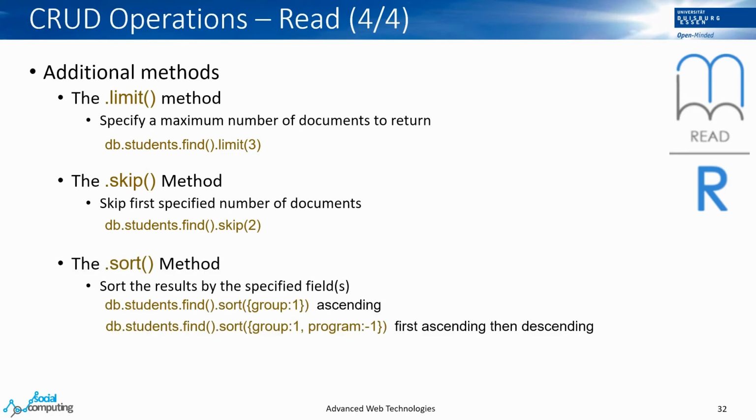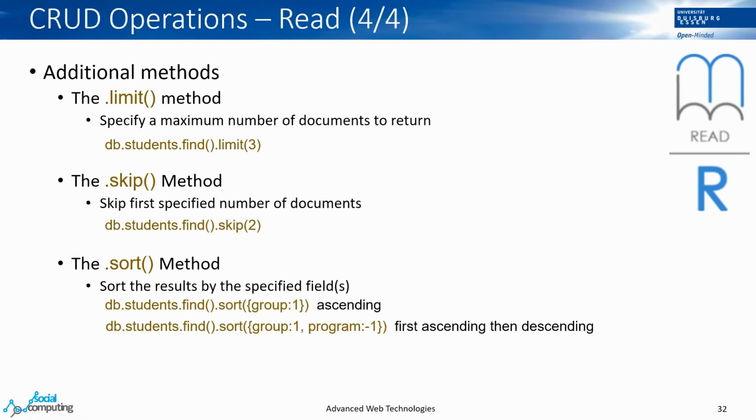Additionally, there is a sorting method available. If you want to sort ascending, you can specify, for example, 1. If you take the first example, db.student.find.sort({group: 1}), this method will return the documents and sort them in ascending order based on the attribute group.